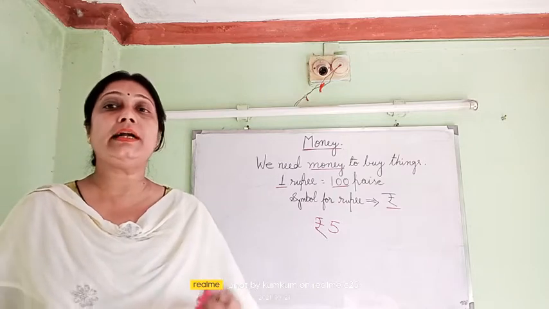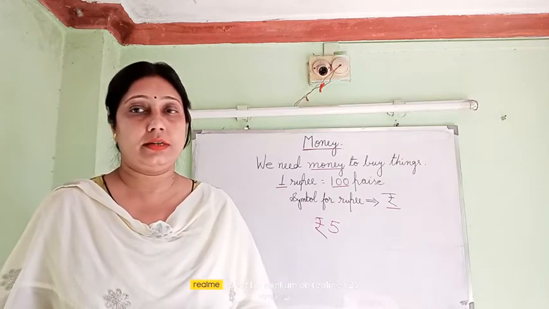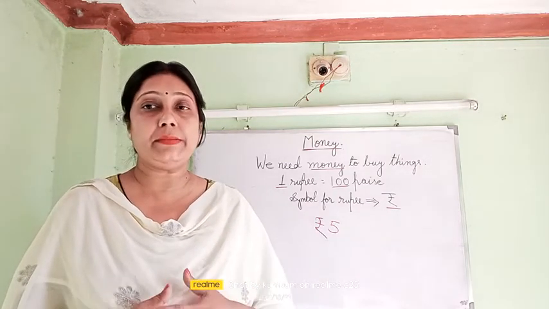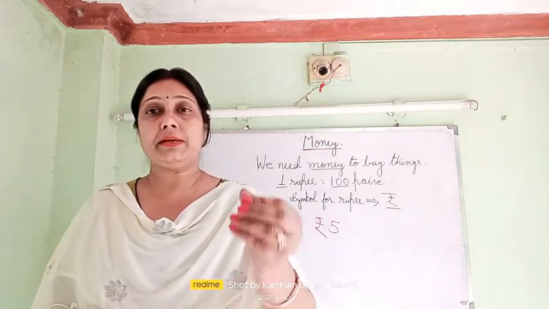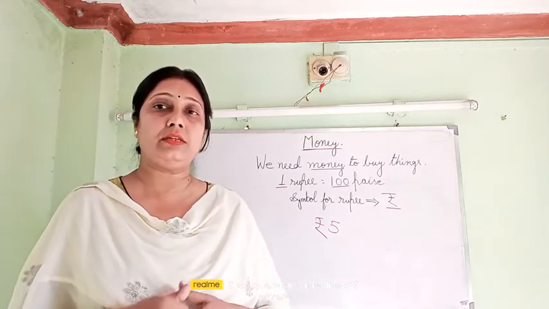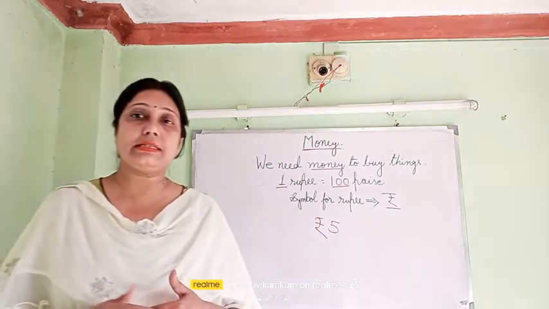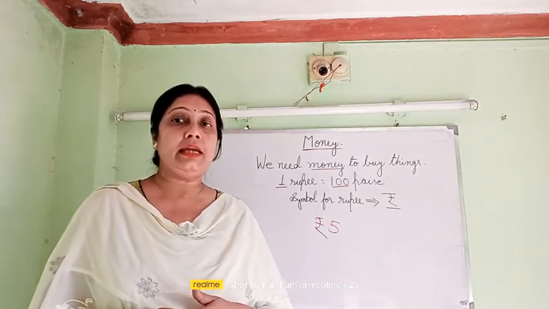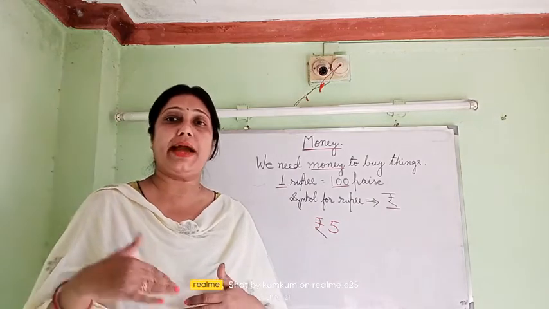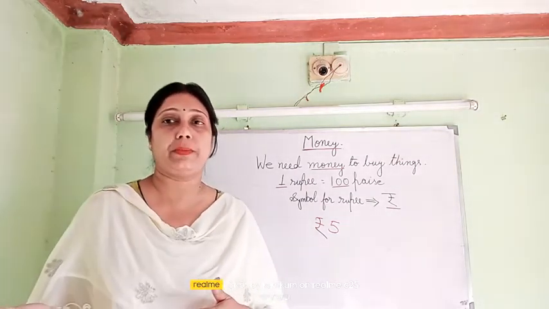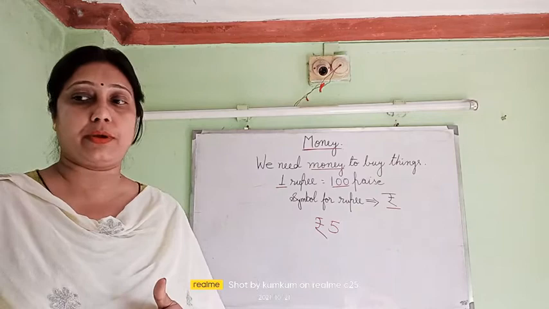Suppose you are taking a 10 rupee note and you want to buy a Dairy Milk of 10 rupees. So you will pay the money to the shopkeeper, and in return you will get the Dairy Milk. And if the price is less, you will get back the money, and if the price is more, you have to give more money to the shopkeeper.